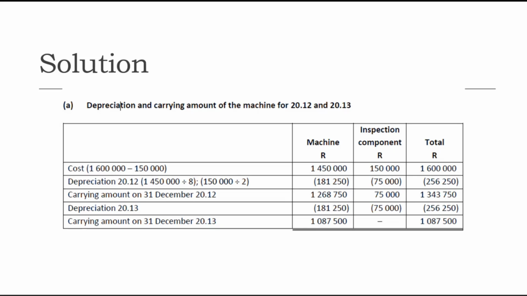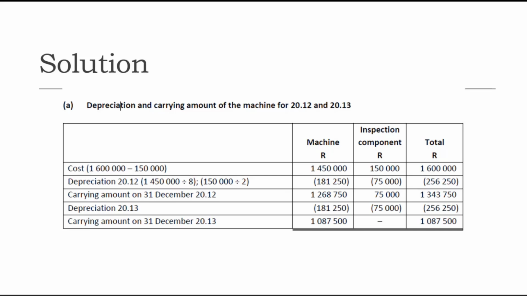So that's the depreciation for 2012. 2013 depreciation is the same. 1,450,000 divided by 8, we get 181,250. Inspection component, 75,000. So by the end of 2013, the inspection component is fully depreciated. Does this make sense?